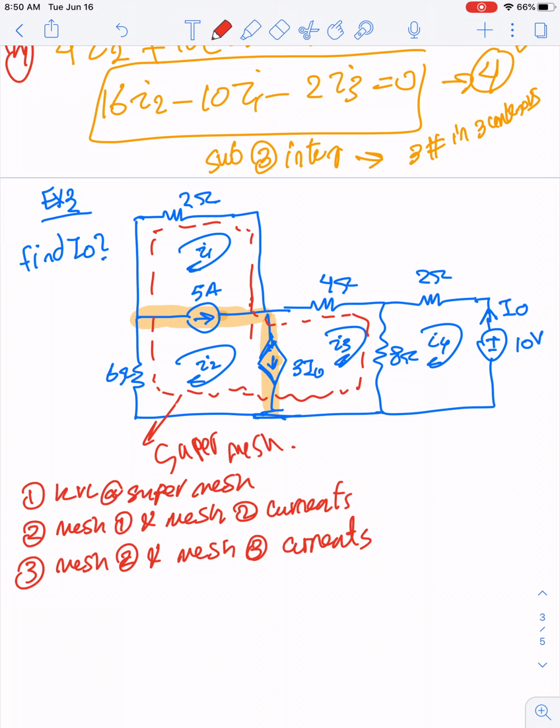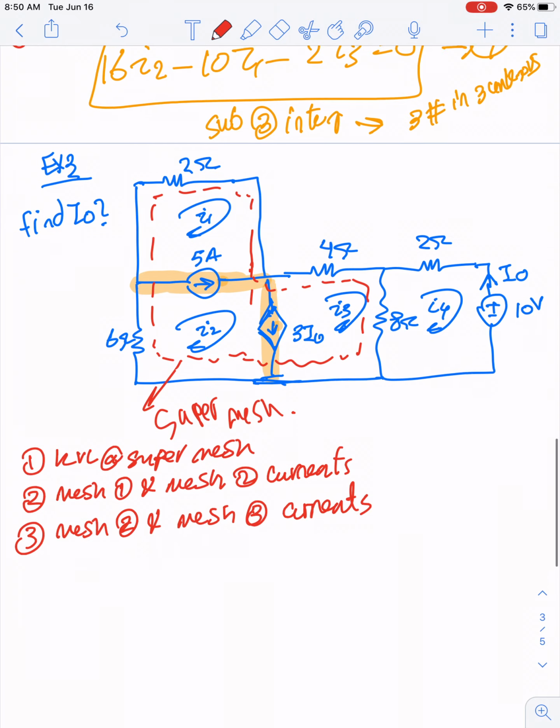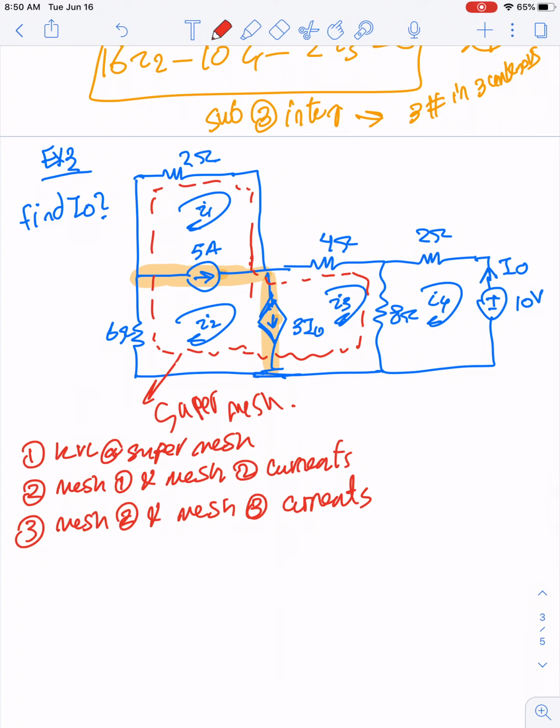Okay, so this is the first step. The second step is to identify if I have a current source that is an individual current source. No, we don't have individual current sources here, so we continue like that. And the last step, we will do KVL around loop 4 or mesh 4. Okay, so let's start with the easy thing first.